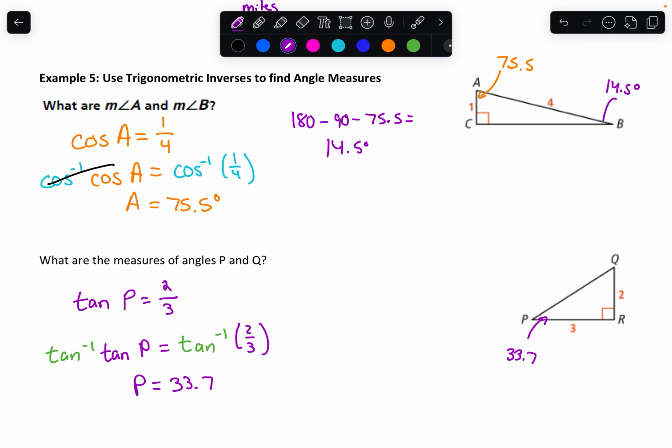And then angle Q will be what's left over, right? 180 minus 90 minus 33.7 gives us 56.3 degrees for angle Q. Oops, not the side length. It's an angle. Just like that. It's like magic. I can find missing side lengths using trigonometry. I can find missing angles using trigonometry with way less information than I was able to before today.